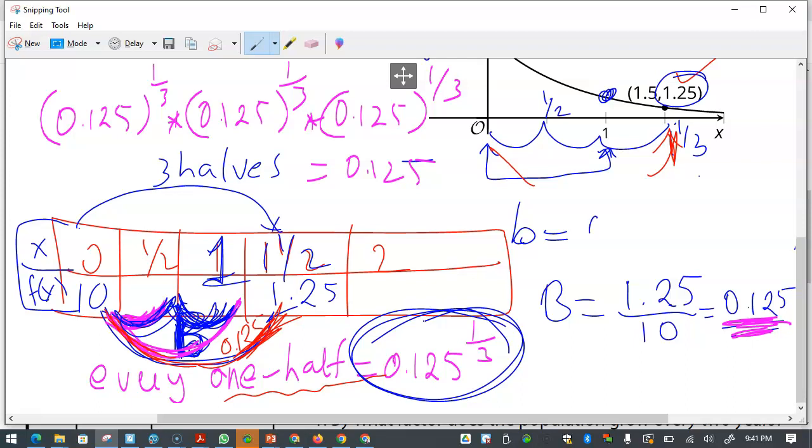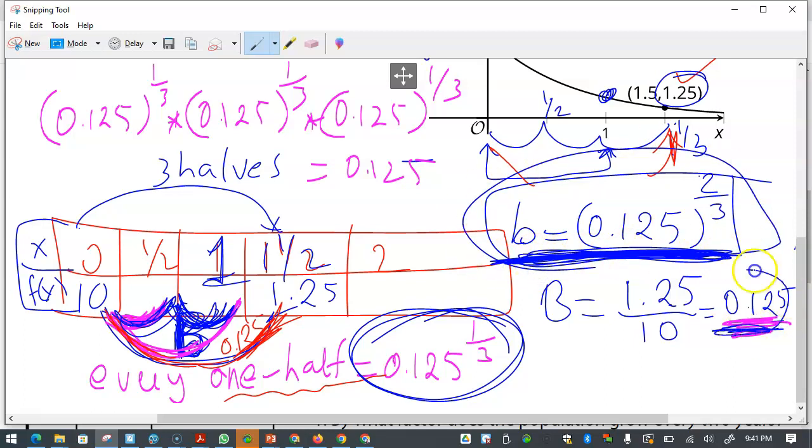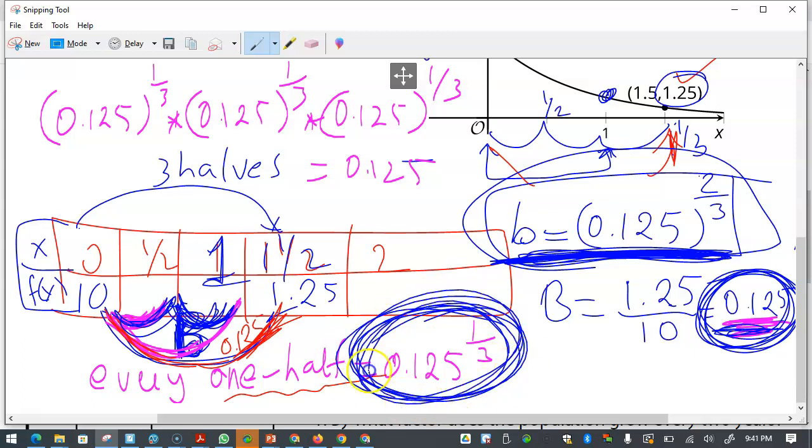So the answer becomes 0.125 raised to 2/3. This part is the decay factor for every increase of x. So this is for when x increases by 0, 1, 2, 3. That's what you do. And this one is for every three halves, and this one is for every one half. It's so much confusion here.